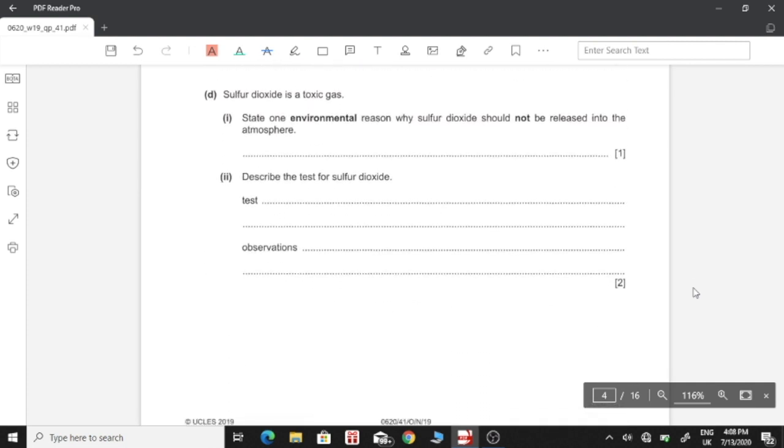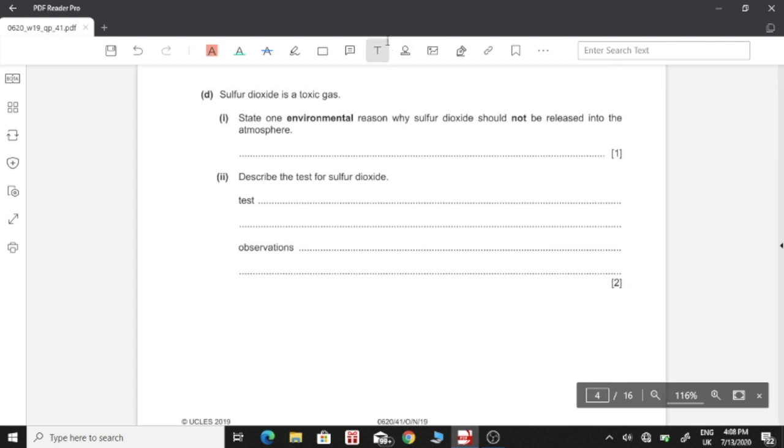D. Sulfur dioxide is a toxic gas. Part 1. State 1 environmental reason why sulfur dioxide should not be released into the atmosphere. Okay, so it causes acid rain.